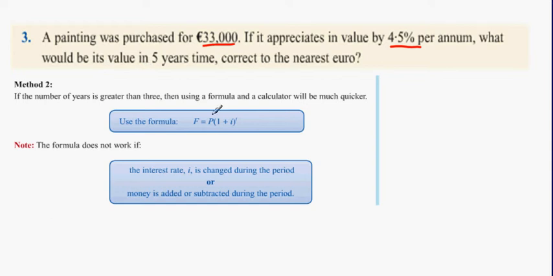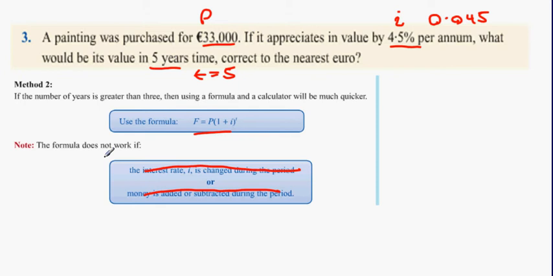So its initial value is P. P is the initial value. I in decimals is the percentage, so that's going to be 0.045 because that's in decimal form, and T equals 5. You're allowed to use this formula if the interest rate is constant. You're not allowed to use it if the interest rate changes during the period or money is added or subtracted during the period. Now we can see that this doesn't happen at all in this question.